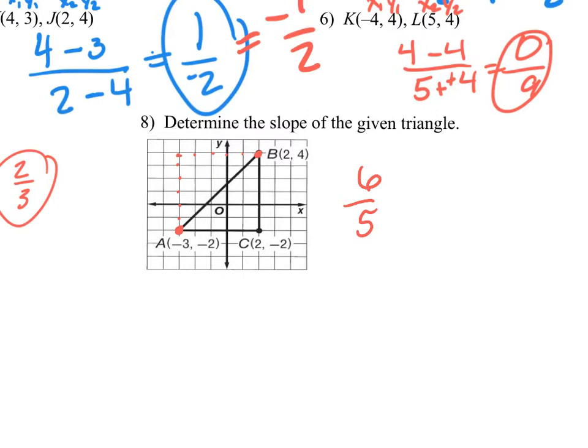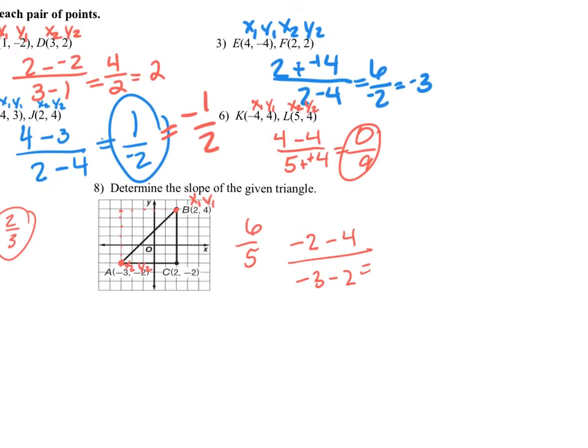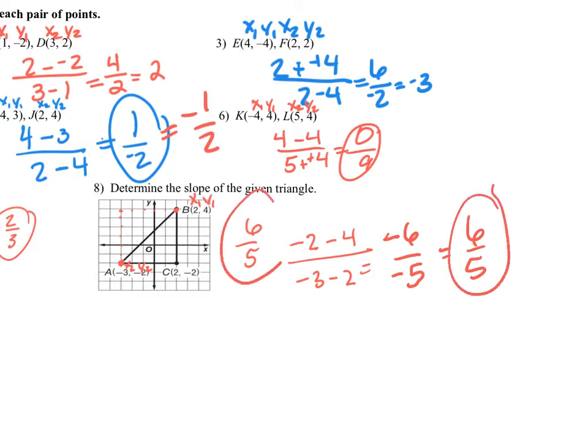If we did our points, we could say x1, y1, x2, y2. We could say negative 2 minus 4 over negative 3 minus 2. So you would get negative 6 over negative 5, which would be 6 over 5 because a negative and a negative makes it a positive. Okay, so we get the same thing doing the rise over the run. So if you have a picture, just count the boxes. Okay, if you don't have a picture, do the points, okay?